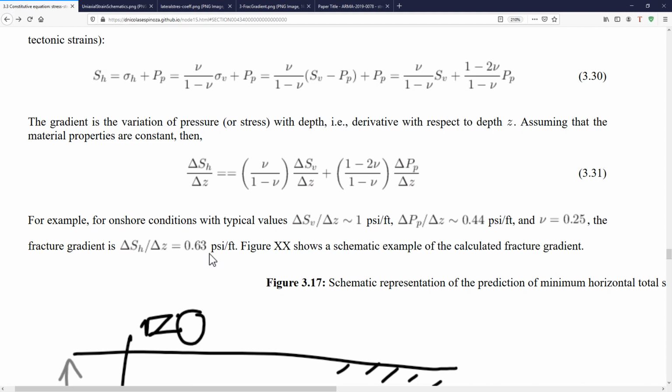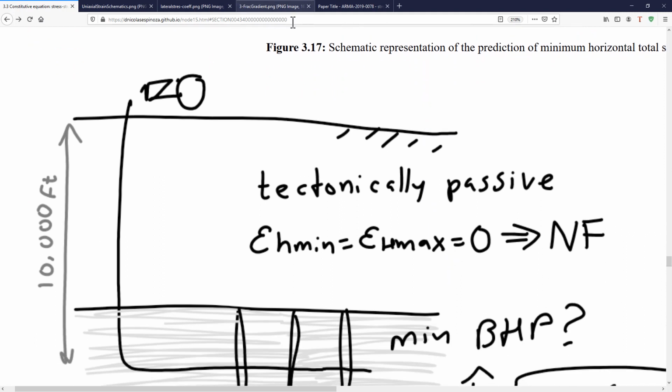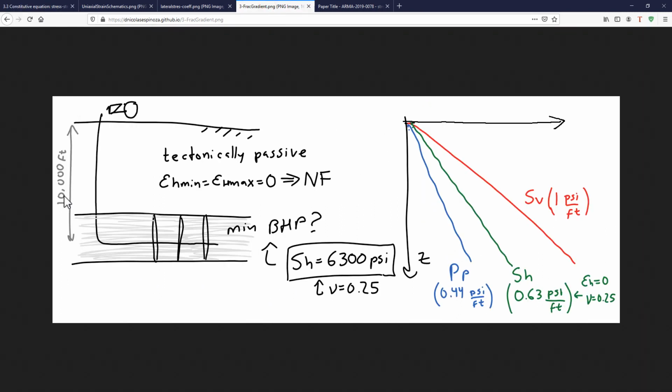And this is something very important because this is telling you right away what is the minimum bottom hole pressure required to do a hydraulic fracture as a function of depth. You just multiply depth times this number and you will get it, as long as this site has these parameters and a Poisson ratio of the rock equal to 0.25. So I have one schematic about here the fracture gradient. Imagine that we are at a place with a depth of 10,000 feet. It's a tectonically passive environment with no tectonic strains. We're going to see what that is in a little bit, but that means that there is no deformation in the horizontal direction.